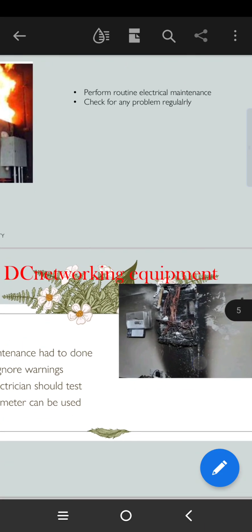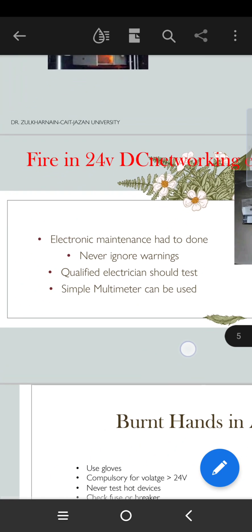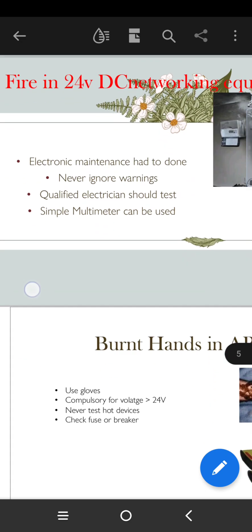Similarly, you have a question: how can fire in 24 volts DC networking equipment be avoided? You have to do maintenance regularly and never ignore the warning, and these 2 points are sufficient for 2 marks. But still, read all the points, because you can expect a multiple choice question. You can be asked like, the device used for checking the 24 DC network is multimeter. You can be asked like that.